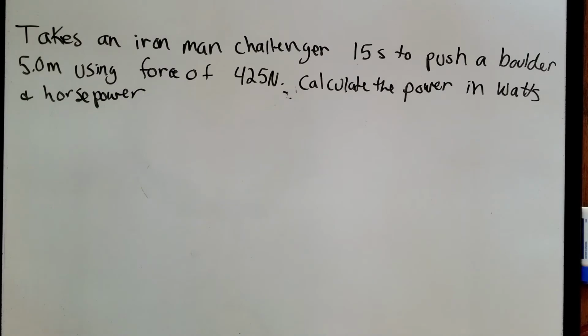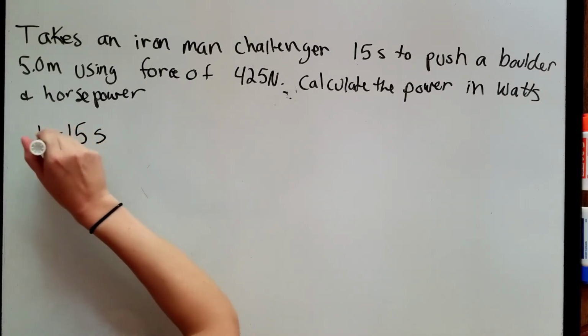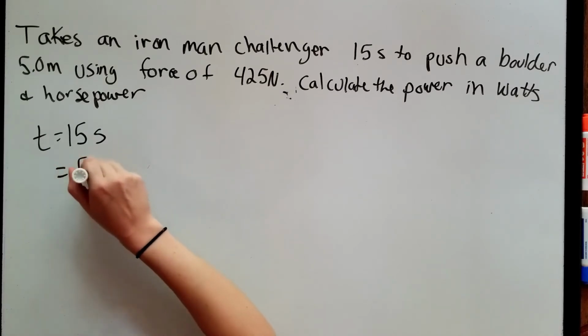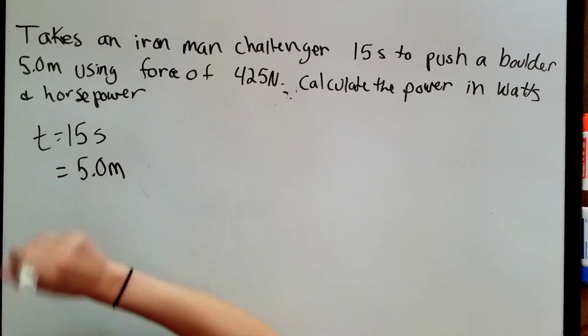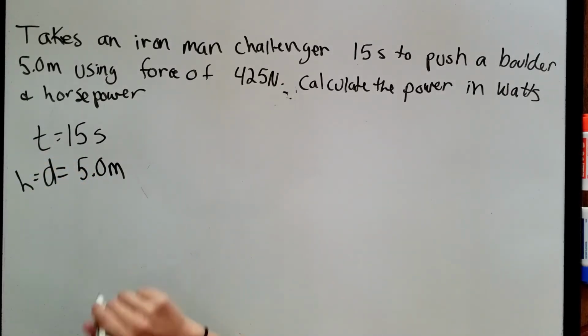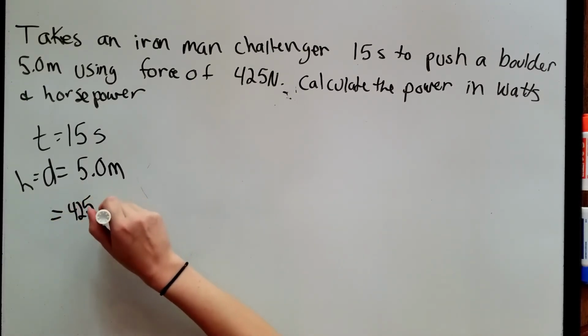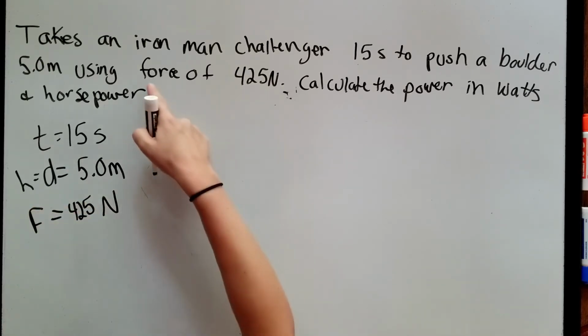So it takes an Ironman challenger 15 seconds to push a boulder 5 meters using a force of 425 newtons. We're going to calculate the power in watts and horsepower. All right, so unit-wise, we are good. You pause it and double check. That first piece of information, 15 seconds, is a time. The 5.0 meters is a distance or a height. And then the 425 newtons is a force. It says right there, force.